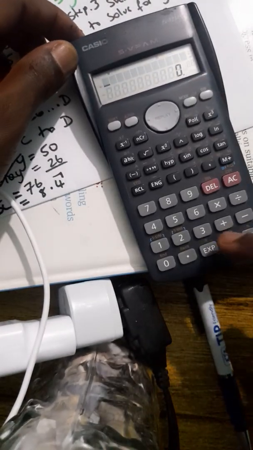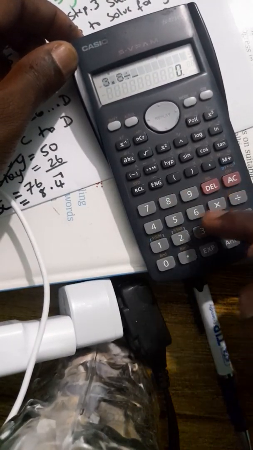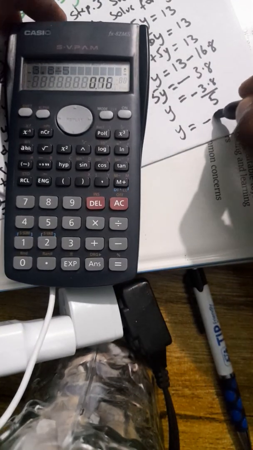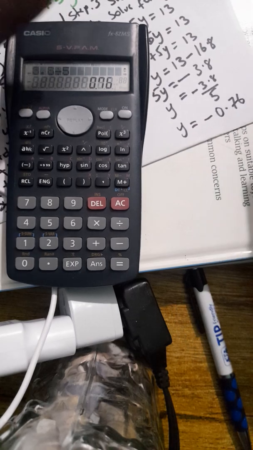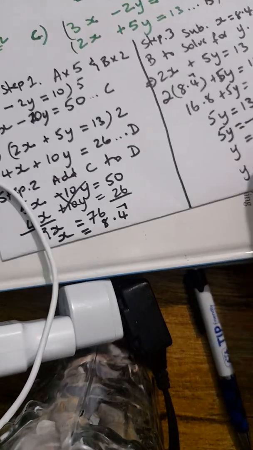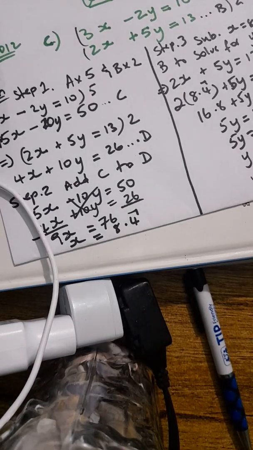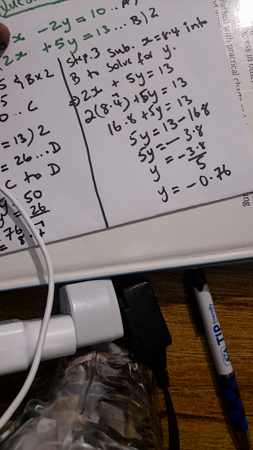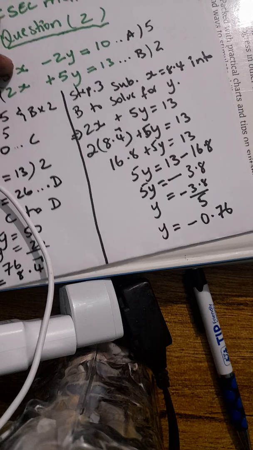We try to get it in a decimal in a case like this. So divide now, 3.8 divided by 5. Don't leave it in a fraction. So that is negative 0.76. So that is y. So x equals 8.4 and y equals negative 0.76.